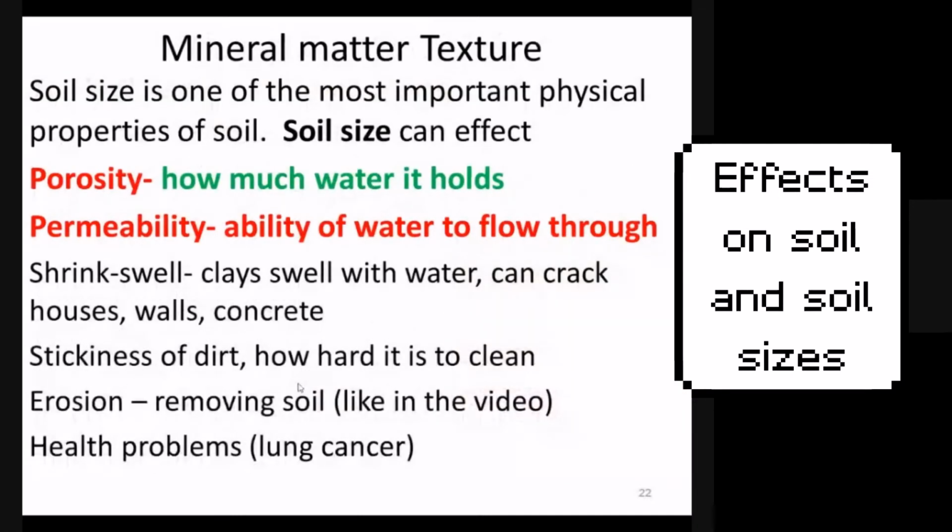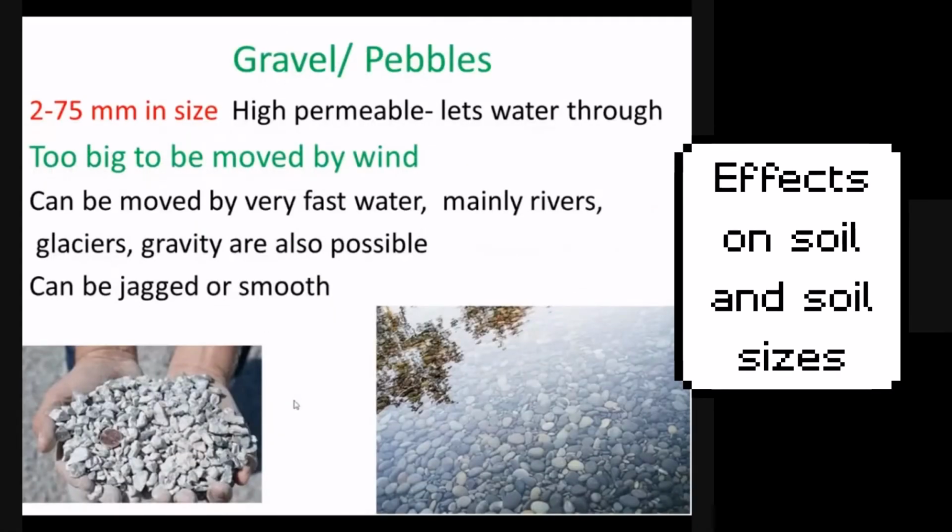Now, as far as properties of soil, well, the size of soil affects 2 big things: porosity and permeability. Porosity is how much water the soil holds. Permeability is how easily water flows through that soil. So, something with a high porosity can hold a lot of water. Something with a high permeability will let water flow through it easily. Clays tend to have low porosity and low permeability, whereas larger particles like gravel would have a higher porosity and higher permeability.